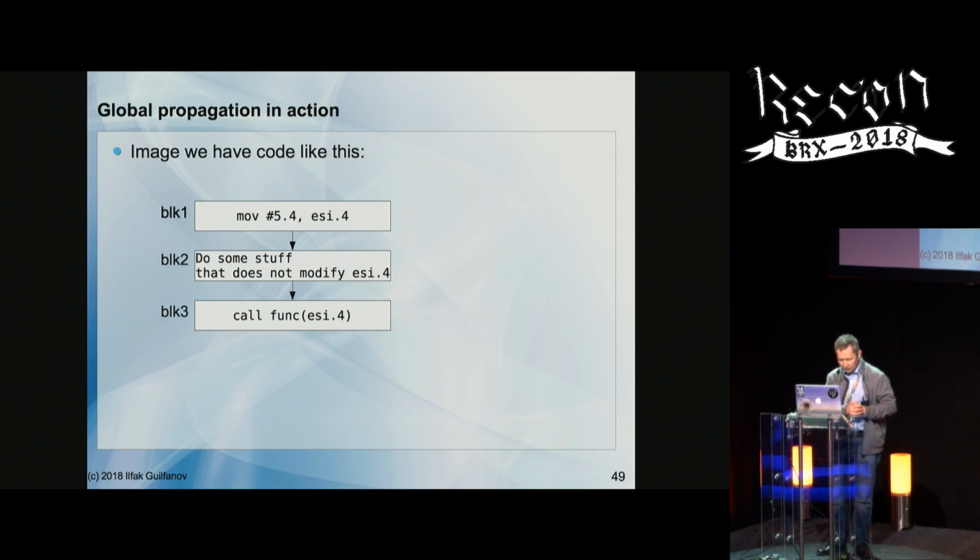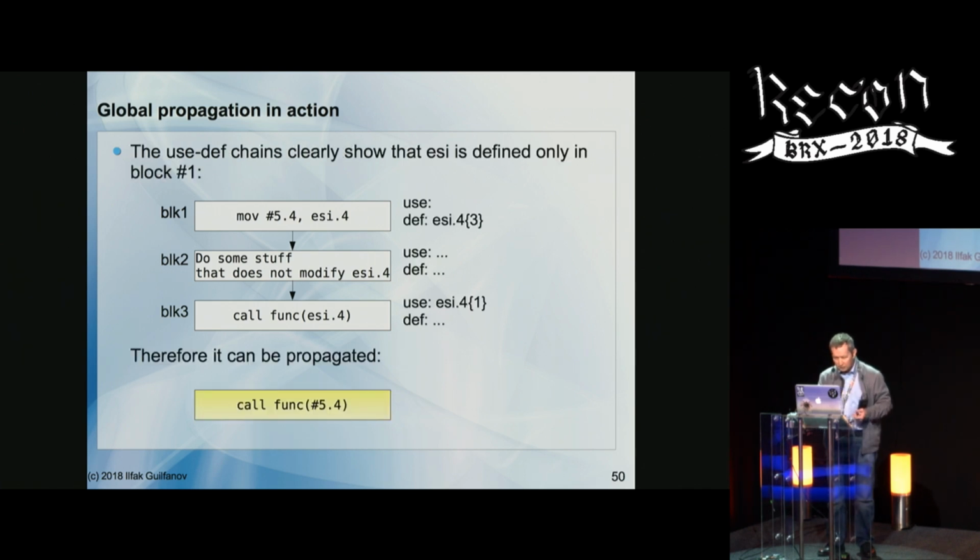Let me show you an example. Imagine that we have code where we move number 5 into a register, then do some stuff that does not modify that register, and then we use it in a call. If we can prove that block number 2 does not modify ESI, then we could simplify it into simply call function 5, and the argument is 5. For that, we use the use-def lists generated by the decompiler and prove it.